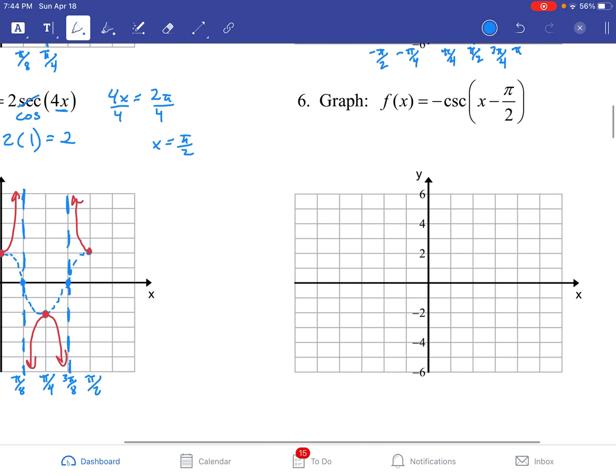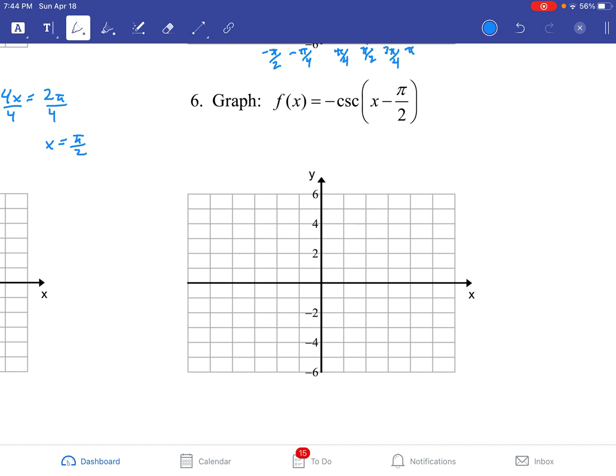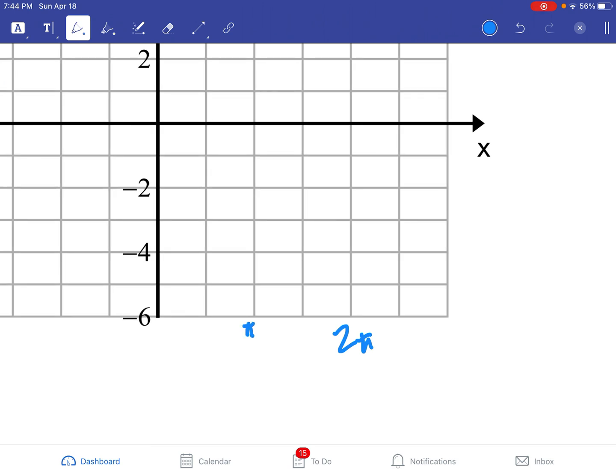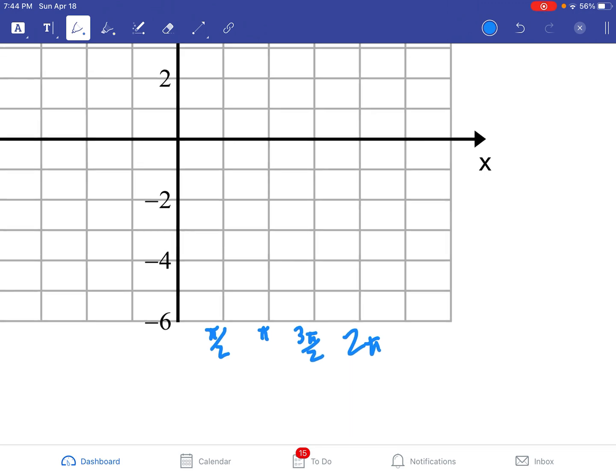Go back to blue. All right, let's do cosecant. For cosecant, we're really graphing the sine function. Nothing is being multiplied or divided by x, so our period is still 2 pi. So we got 2 pi, we have pi over 2, and 3 pi over 2.